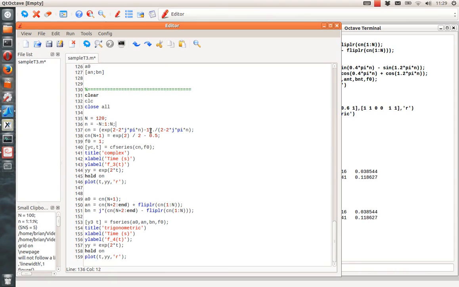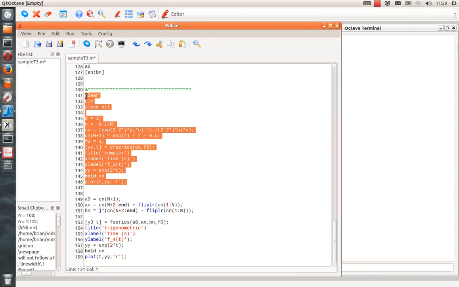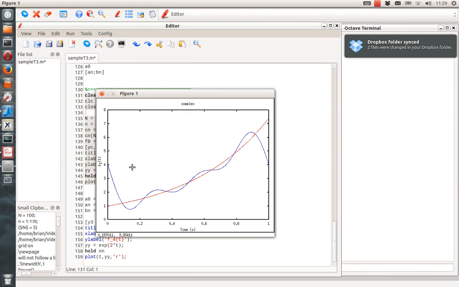So let's go over here. I prepared some MATLAB code just to see what it would look like. In this case, I set it to 120 coefficients, but let's just stick with 3 for now and run that bit. It might not look like it at first. This is your e to the 2t function given in red, and the blue function up here is your approximation. It might not look like it yet.